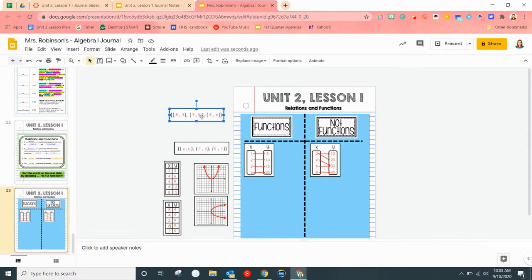That's a cheating x right there. It's paired with two different outputs. That is not a function. You can't have an x value paired with more than one y value. It's cheating x. So that's not a function.